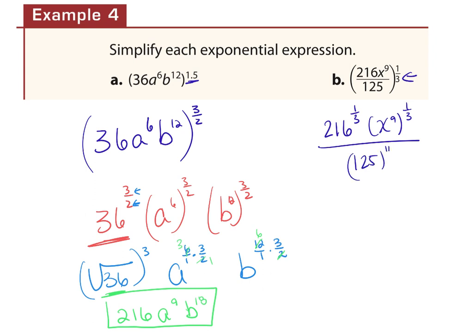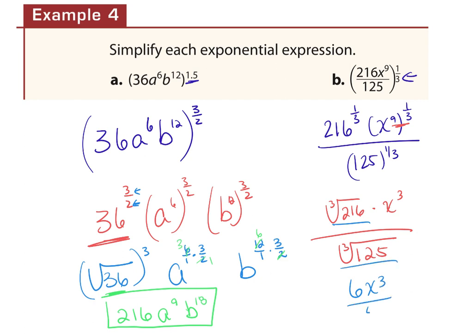125 to the 1/3. 1/3 means the same thing as the cubed root. The cubed root of 216. Here I multiply. 9 times 1/3 is just 3. On the bottom, the cubed root of 125. Which actually, those both have perfect cubed roots. The cubed root of 216 is just 6. I have x cubed. The cubed root of 125 is just 5. That is my answer.